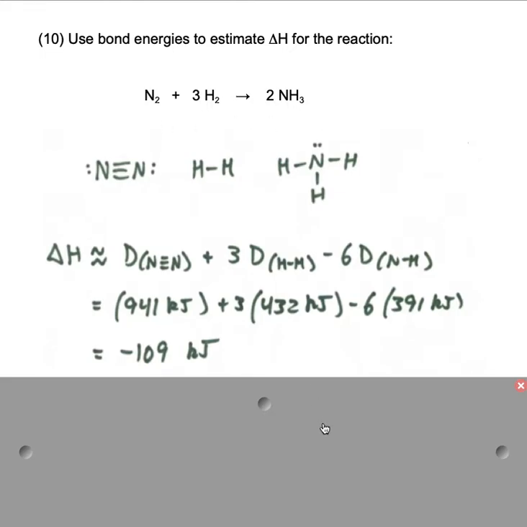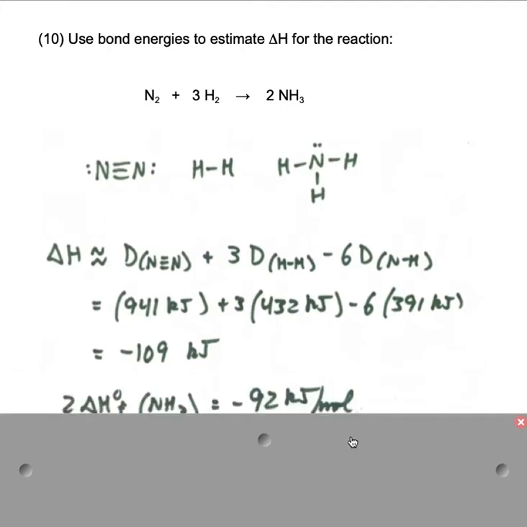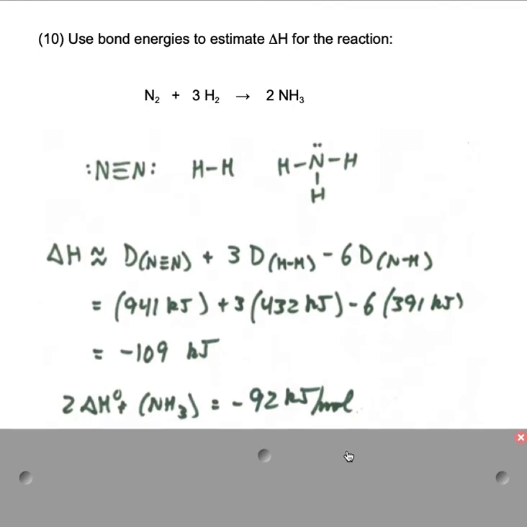Now you may notice that if this is occurring in the gas phase under standard conditions, this should be equal to 2 times the standard enthalpy of formation of ammonia, which is negative 92 kilojoules per mole. So as you can see, this estimate gives us a pretty decent ballpark estimate, but it's not exact. That's about 15% off, but I think that's reasonable because, again, it's not too far off.